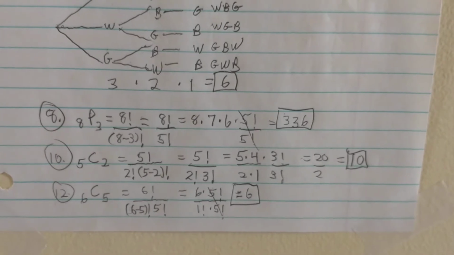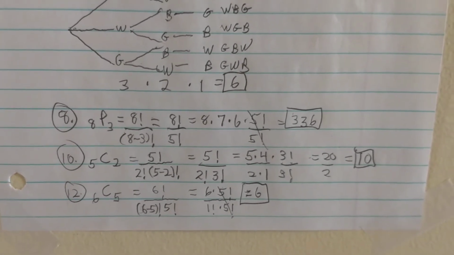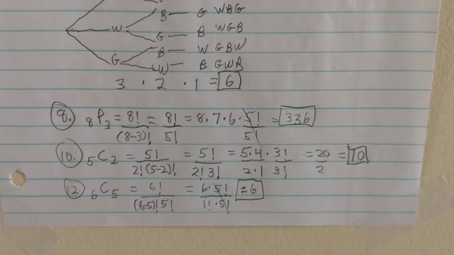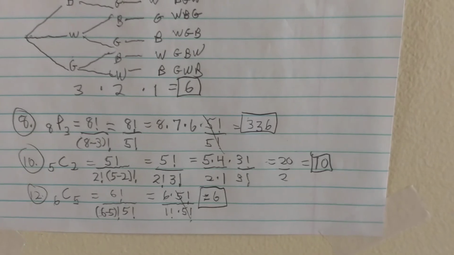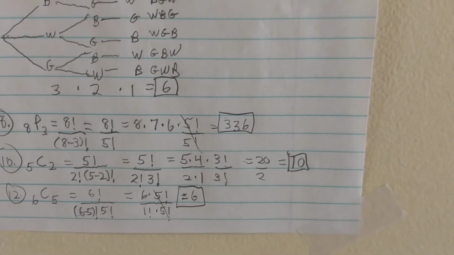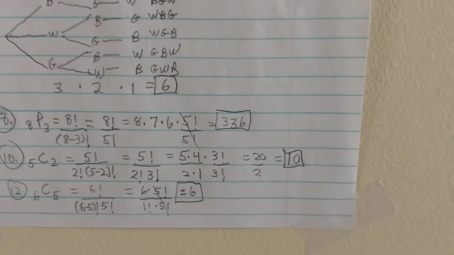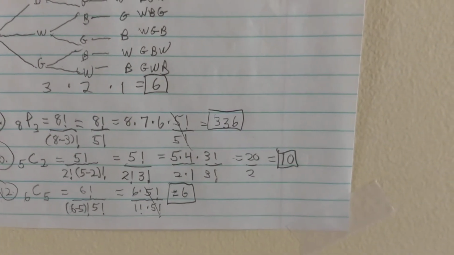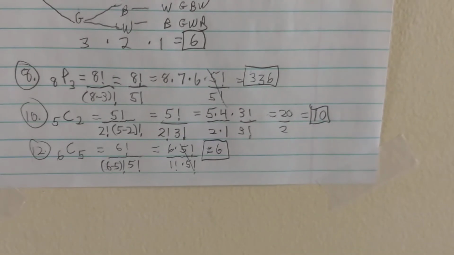Now 5C2 is 5 factorial over 2 factorial times (5 minus 2) factorial, or 5 factorial over 2 factorial times 3 factorial, or 5 times 4 times 3 factorial over 2 times 1 times 3 factorial. The 3 factorials cancel and we get 20 over 2, or 10.